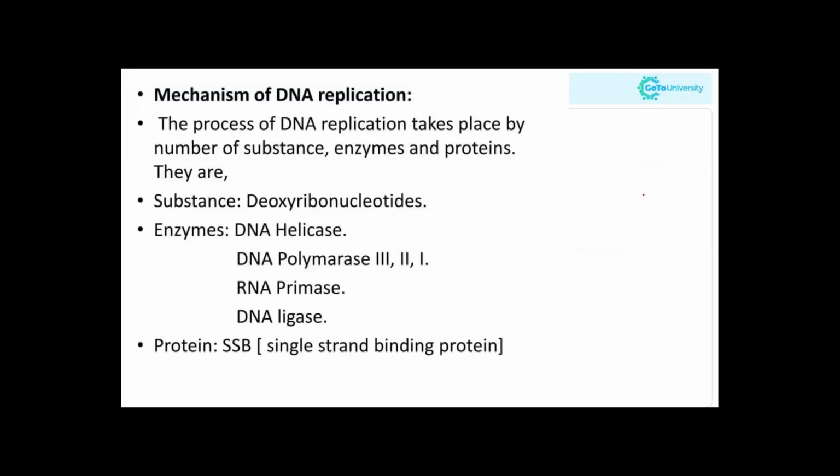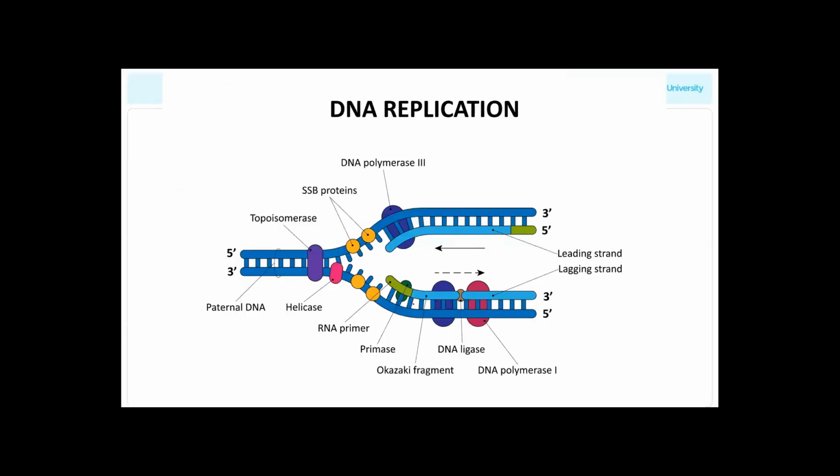Okay, now moving to the DNA replication process. This is a process where the DNA replicates, that means it copies itself, and for this it needs the enzymes DNA helicase, DNA polymerase 1, 2, 3, RNA primase, DNA ligase and SSB, that is, single strand binding proteins. So this is the process of DNA replication.